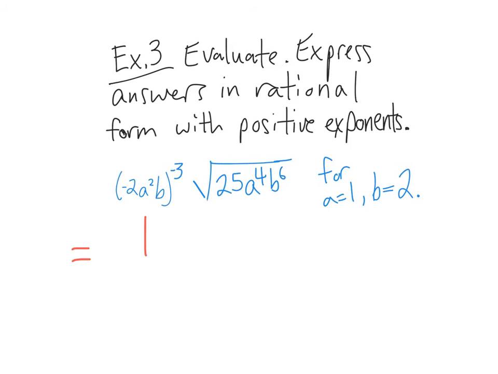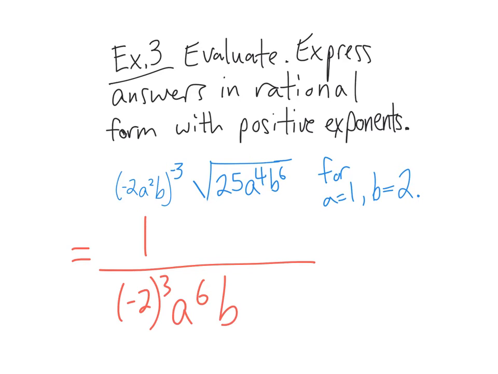So it's going to be 1 over negative 2 cubed, and then a squared all cubed, which becomes a to the 6, and b to the 1 cubed, which becomes b to the 3. And then we have the square root of 25, which is 5, the square root of a to the 4, which is a squared, and the square root of b to the 6, which is b cubed. So let's think about that for a second.